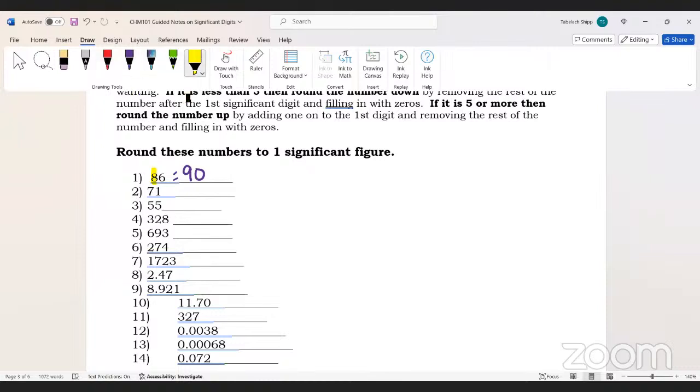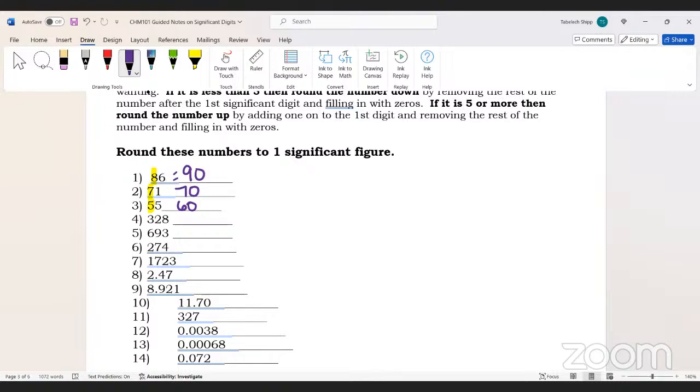Same thing if we look at the second one. The 7, we only need 1 significant digit, so that 1 gets replaced with a 0, and it becomes 70. Number 3 is a little different. You've got 55, but that 5 to the right tells the other 5 to go up to a 6. But if you just left it as 6, that would be wrong. It is actually 60, but without the decimal.